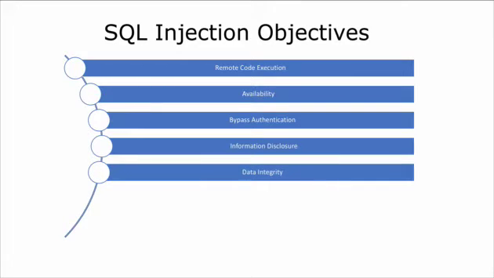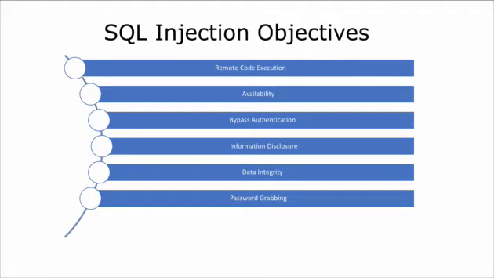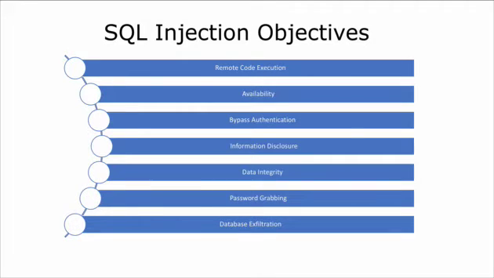You can tamper with data integrity. In other words, you can change data in the database, change the values of fields and rows and columns, which will affect the actual integrity of the data and the integrity of the system. You could also grab passwords. You could dump the entire password table and then reverse engineer the hashes into clear text. And then finally, as we discussed in the information disclosure, you can exfiltrate the entire database.